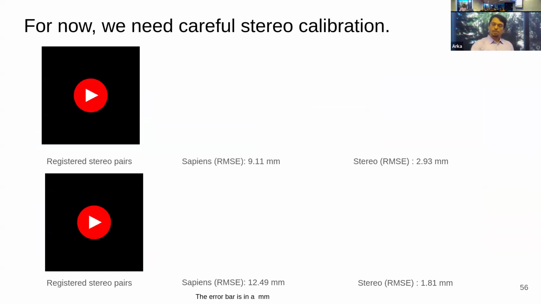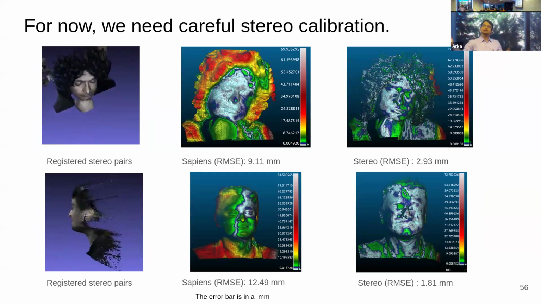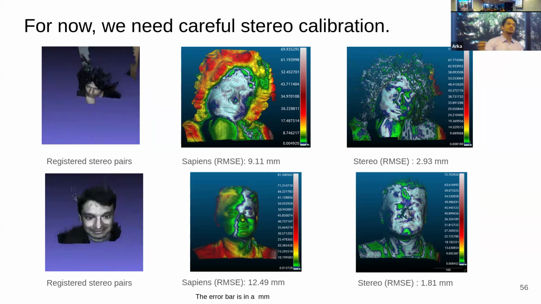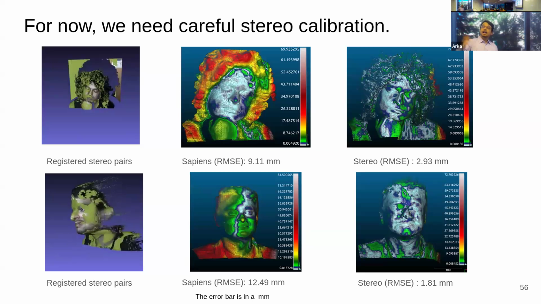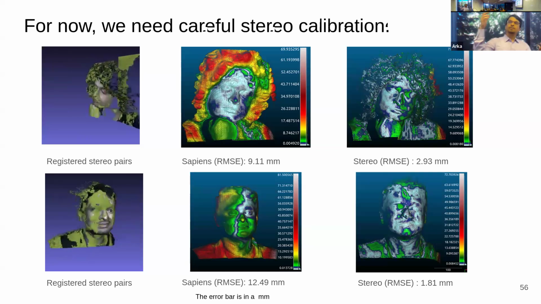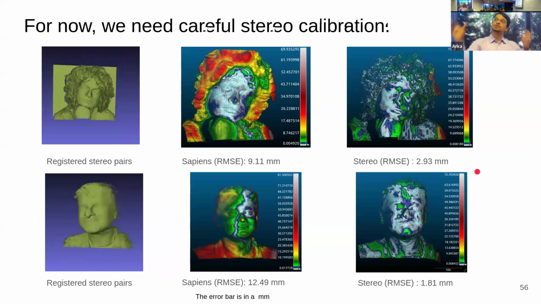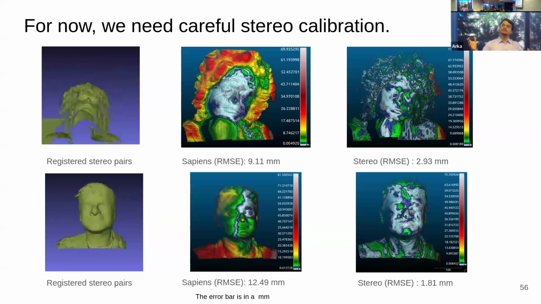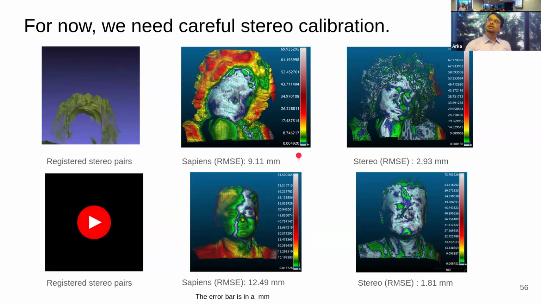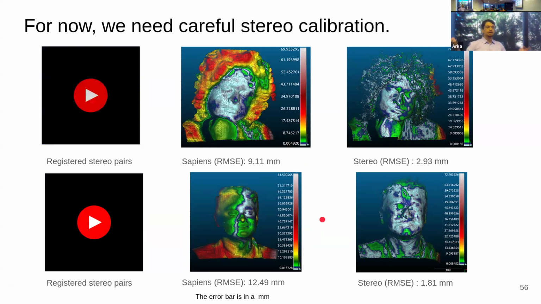Okay, so before we look at the quantitative results, let's look at the gold standard we have, which is carefully registered stereo pairs. We optimized the registration process until we had a subpixel reprojection error. And this was the registration error that we had for the scenes at hand. In the scene where I was wearing a wig, the RMSE for the registration was 2.93 and 1.81 for just the face, as compared to 9.11 and 12.49 while using Sapiens. Sapiens is not metric, but again, we use the same trick as before to upgrade Sapiens to metric.